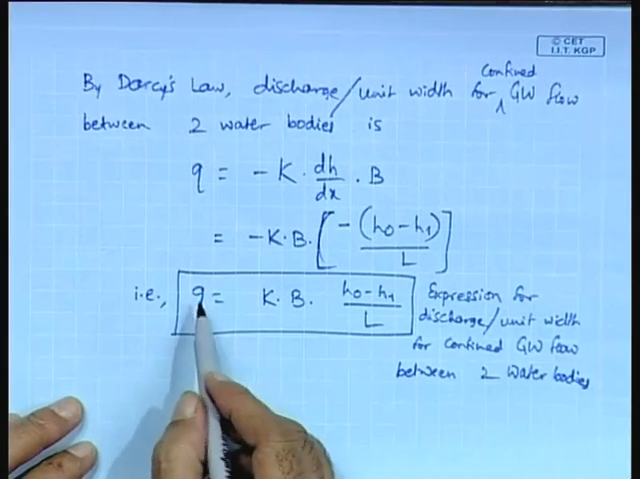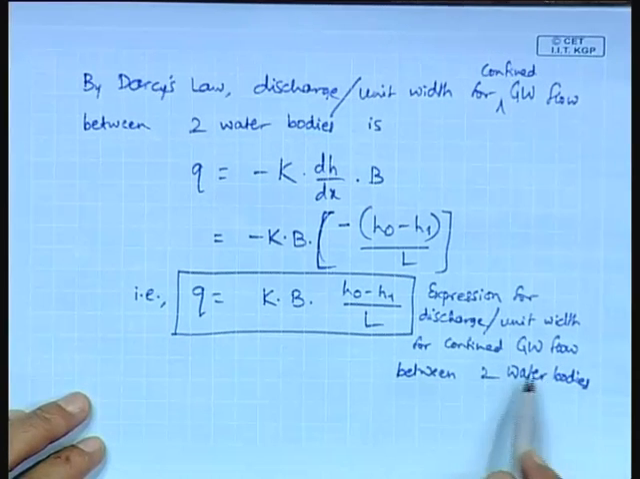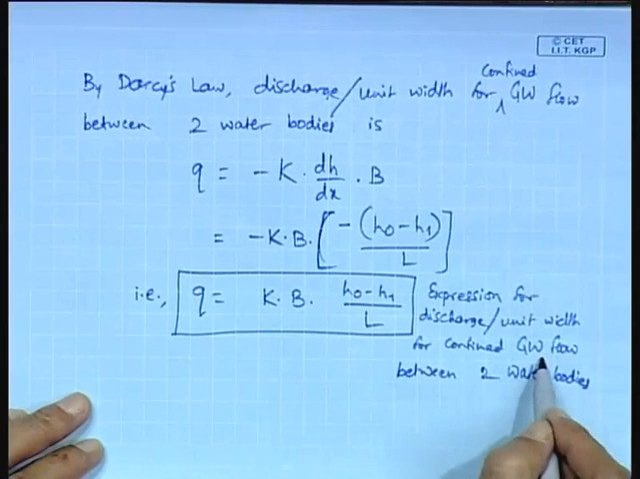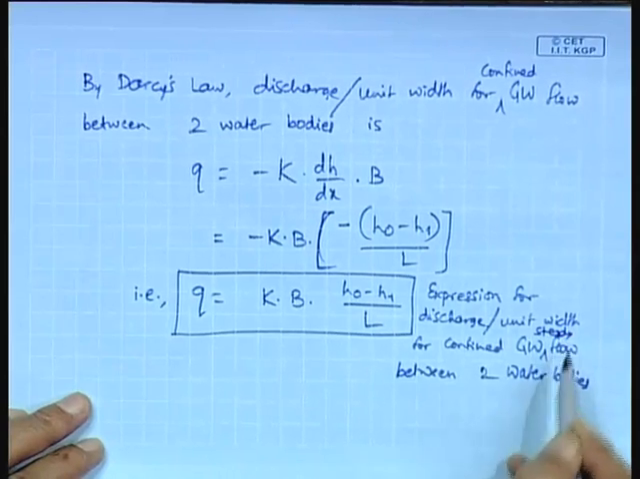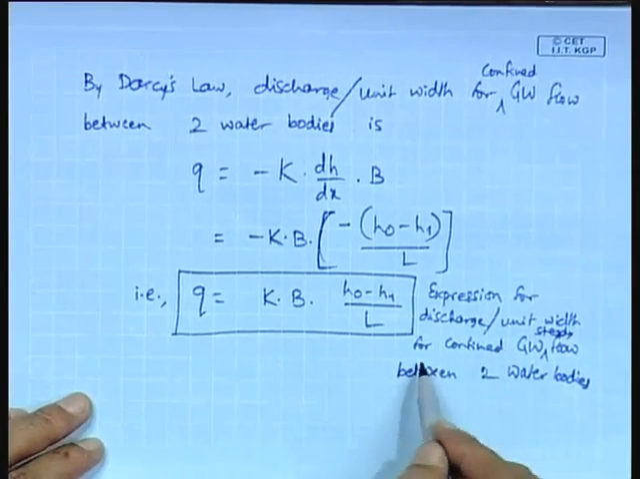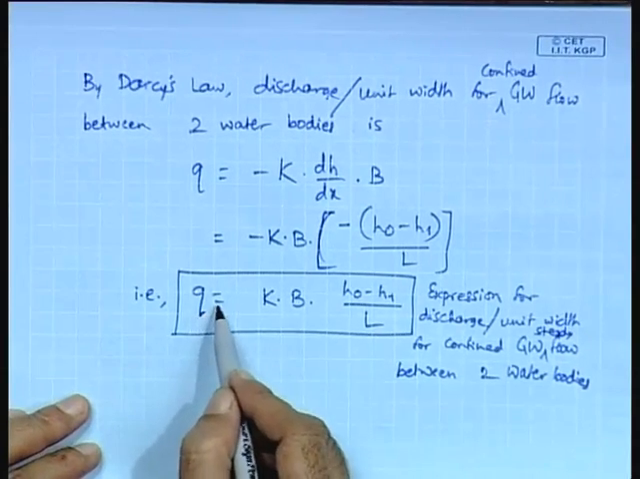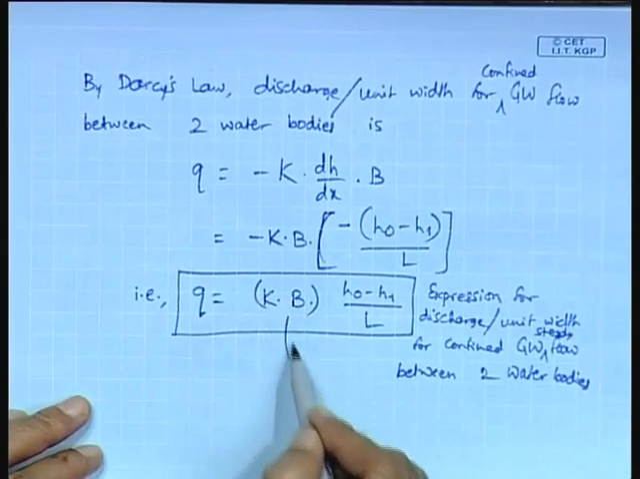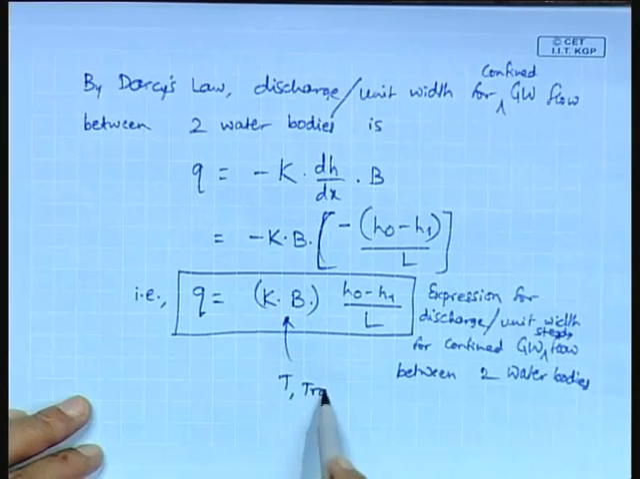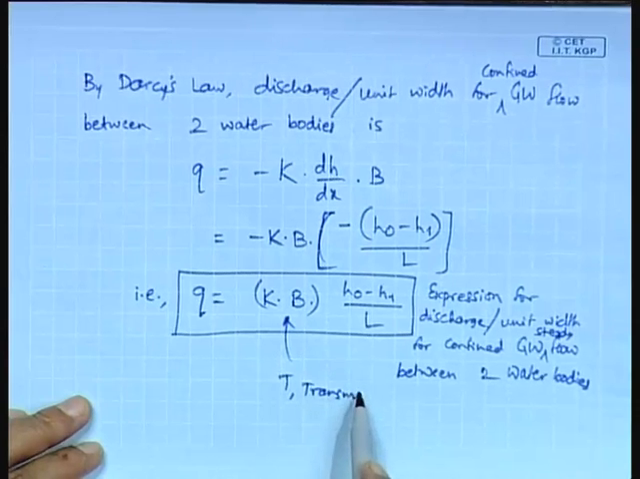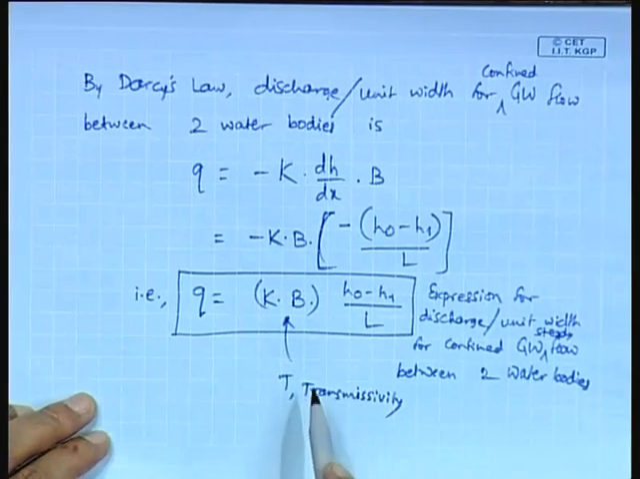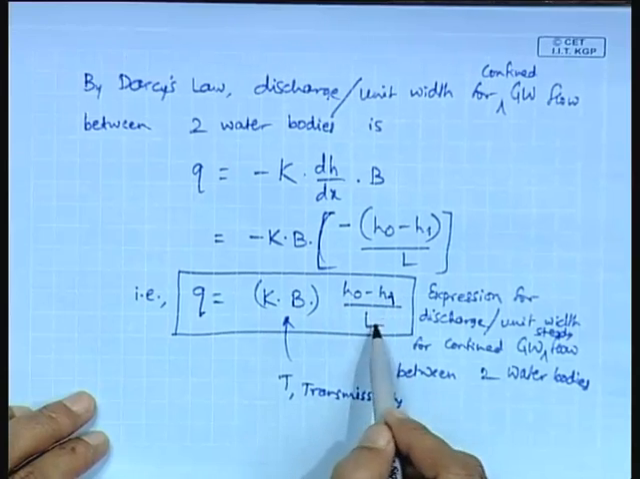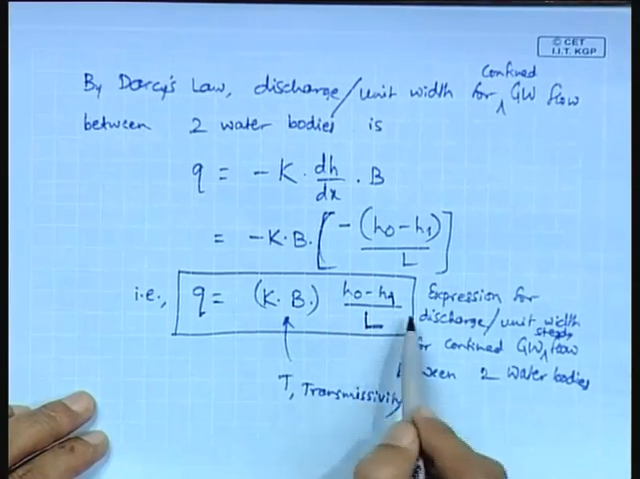So, the discharge per unit width for confined groundwater flow between two water bodies, and obviously here we start with steady flow, confined groundwater steady flow between two water bodies. In this case, the discharge per unit width is given by K into B, which we can also replace by transmissivity T, the transmissivity or transmissibility, and H0 and H1 are the heads in the upstream and downstream water body, and L is the distance along the flow direction between the two water bodies.